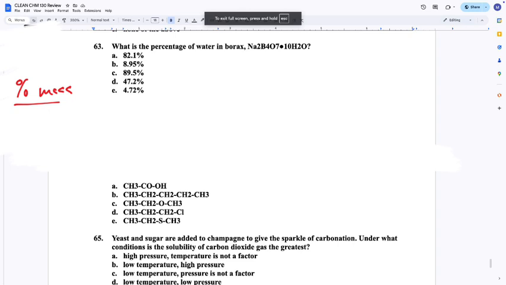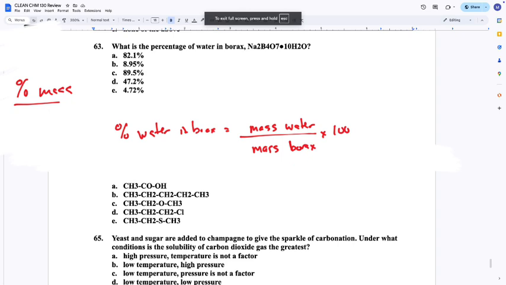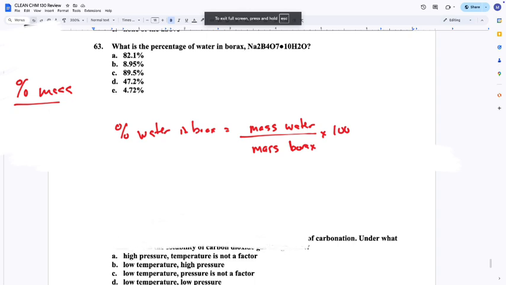Okay? So if we're looking to set this up to solve, we want the percent water in borax, which is really a fancy way of saying I want the mass of water over the mass of borax times 100. And I now have my percentage. All right? So where do I find the mass of water?